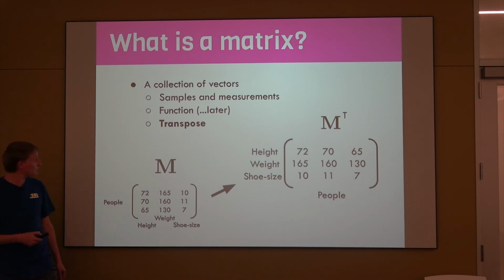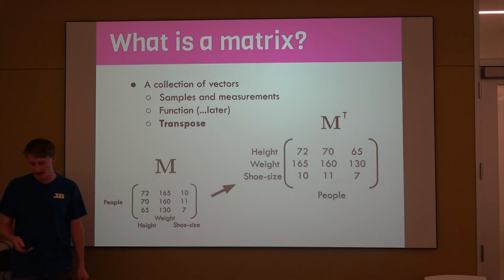Here in our example, what we see is that the people are now on the bottom side, and the variables, weight, height, and shoe size, are now on the sides. So we've switched the rows and the columns.